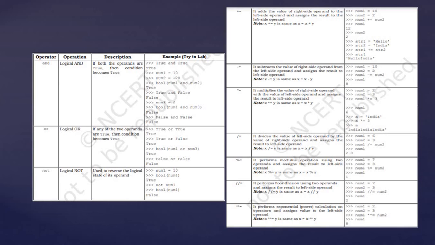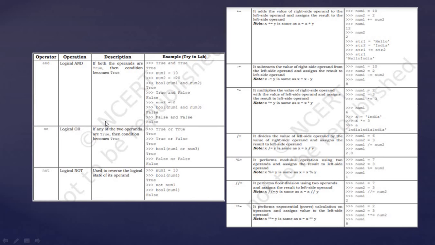Next, we have logical operators. So there are three logical operators: and, or, not. With and, if both operands are true, then the condition becomes true. But even if one condition is false, we print the false condition. Like here, one is true and one is false. So even if one is false over here, we will print the false condition.